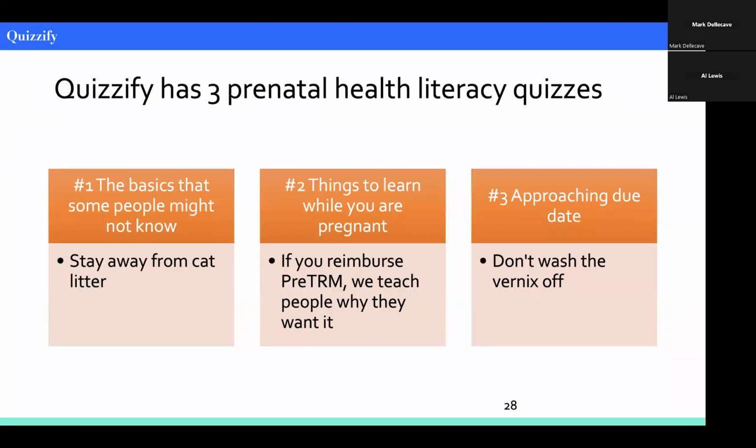Now, where does Quizzify come in? Well, we have 3 prenatal health literacy quizzes. The first is the basics that some people might not know, like stay away from cat litter. The second is things to learn while you're pregnant. And to use the example of preterm, assuming you cover it, we teach people why they want it. And third, approaching due date, you're not supposed to clean the babies off. That turns out to be just wrong. And you're not supposed to detach the umbilical cord right away. And a significant minority, if not majority, of hospitals are still doing both of those things. We teach people to ask for the opposite.